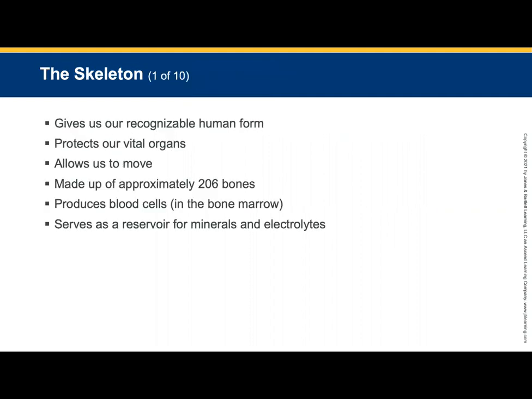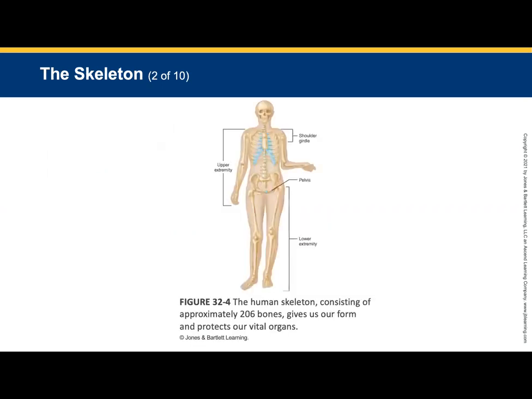All right, so the skeleton gives you our recognizable human form. It protects our vital internal organs and also allows us to move. It's made up of approximately 206 bones. The bones also produce blood cells in the bone marrow itself and serve as a reservoir for important minerals and electrolytes. So you can see here the human skeleton when we talk about the different parts. So it's 206 bones in there.